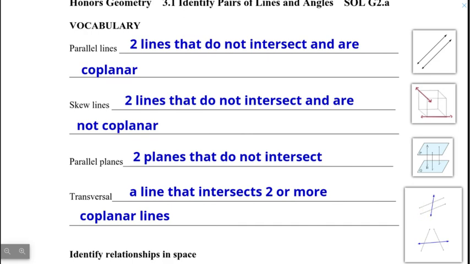Our lines do not always have to be parallel, though. A transversal can intersect any two lines. So if I look at these two lines here, I have this blue transversal, which again is intersecting both of those lines. So a transversal is just any line that's going to intersect two or more coplanar lines.